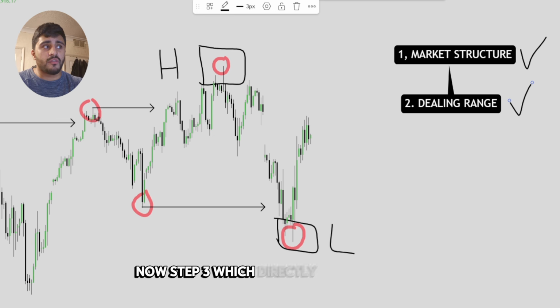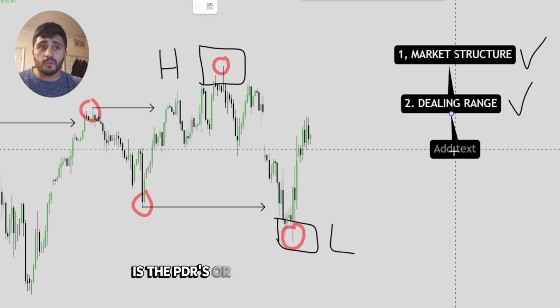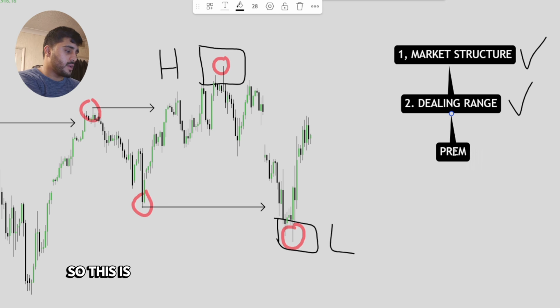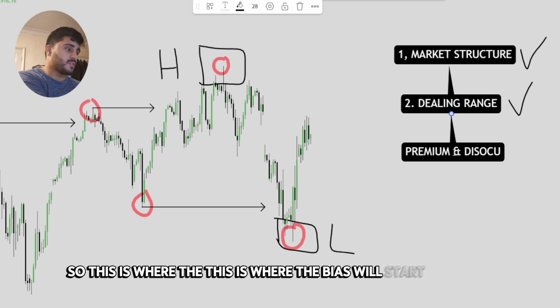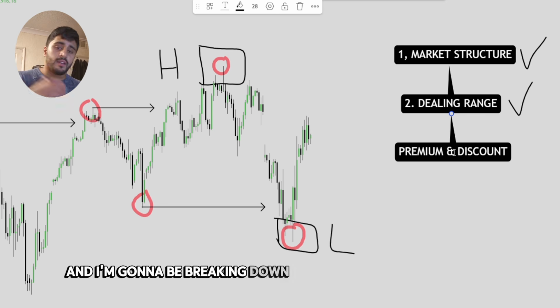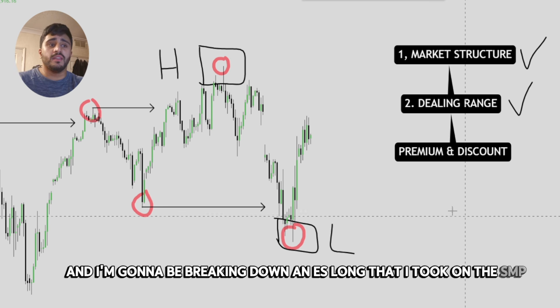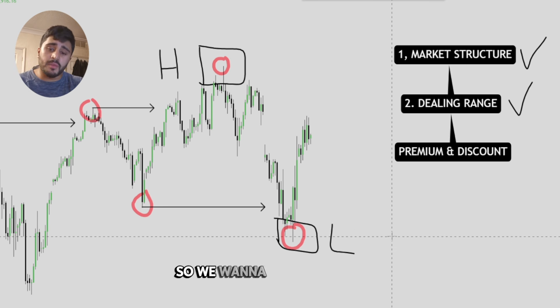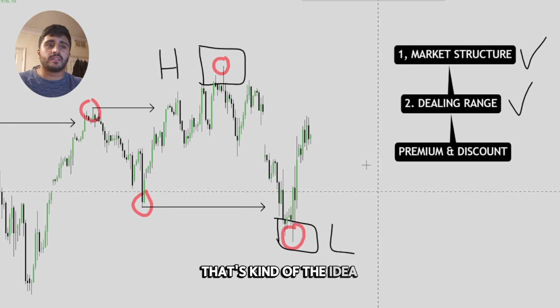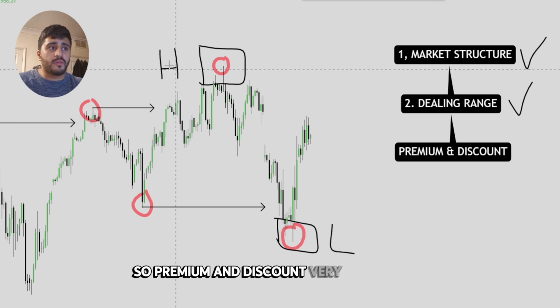Now step 3, which directly comes off step 2, is the PD arrays or the premium and the discount. So this is where the bias will start to make sense, right? And I'm going to be breaking down an ES long that I took on the S&P from this region. So we want to be buying in discount. That's kind of the idea here. So premium and discount, very, very simple.